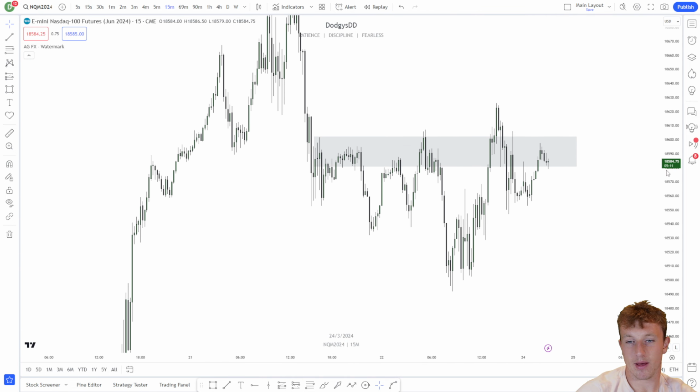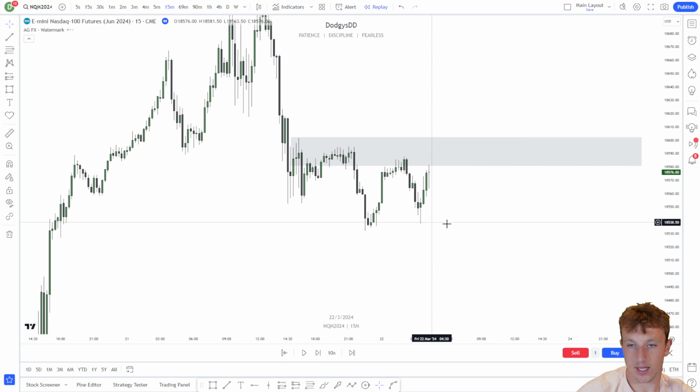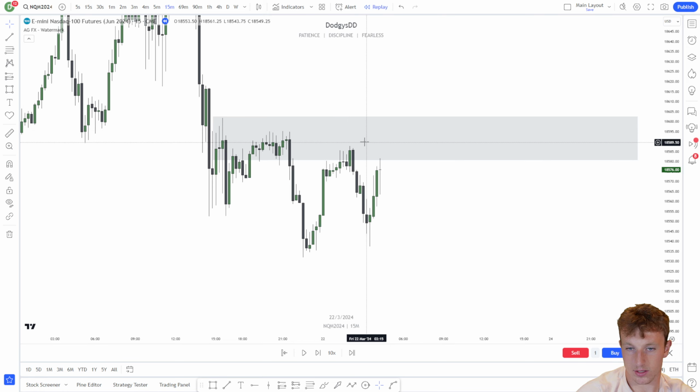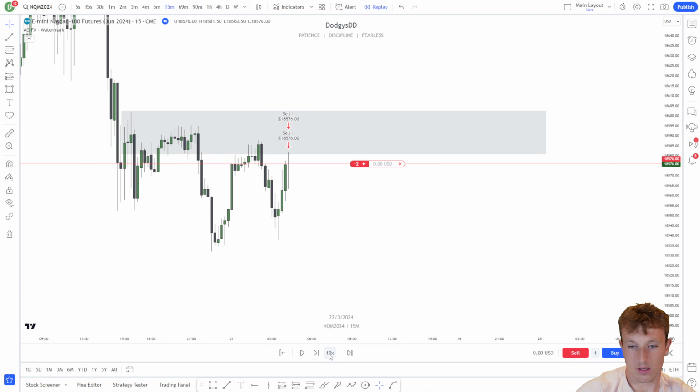And the thing that's bad about it is if I'm looking to take a short, because I see price coming up here, I know this is supply, I'm going to take a short. So I take a short.